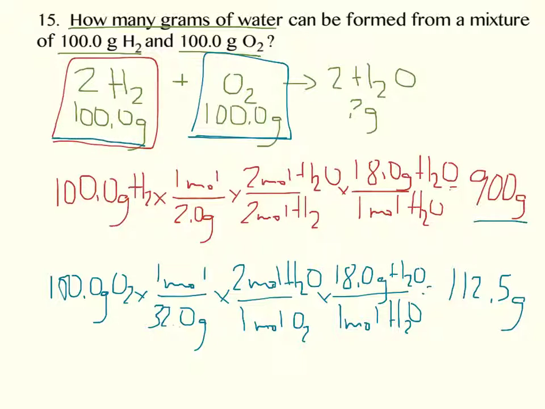So if I had plenty of oxygen and 100 grams of hydrogen, I would make 900 grams of water. But I can't make 900 grams of water because I don't have plenty of oxygen. I only have enough oxygen to make 112.5 grams of water. So I'm only going to be able to make 112.5 grams of water. It doesn't matter if you have 3 packages of ham and 25 pieces of cheese. If you only have 2 pieces of bread, you can only make 1 sandwich.